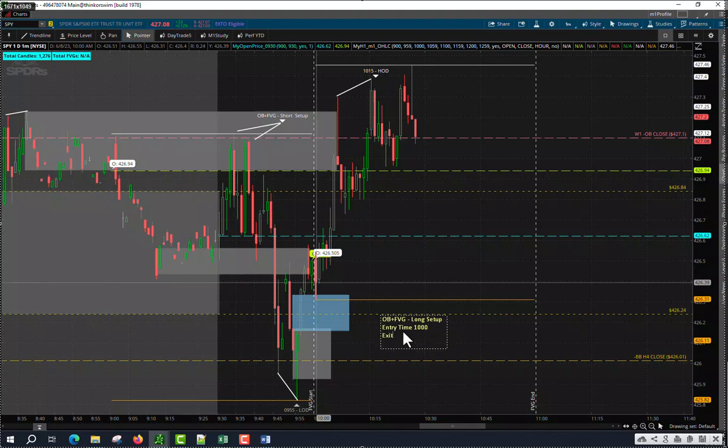And what's the exit time for us right here? Let me see. 10, 1, 2, 3, 4, 5, 6. Oh man, only a 6 minute trade. Beautiful trade right there. 10:06. It's a short and quick scalp right there.